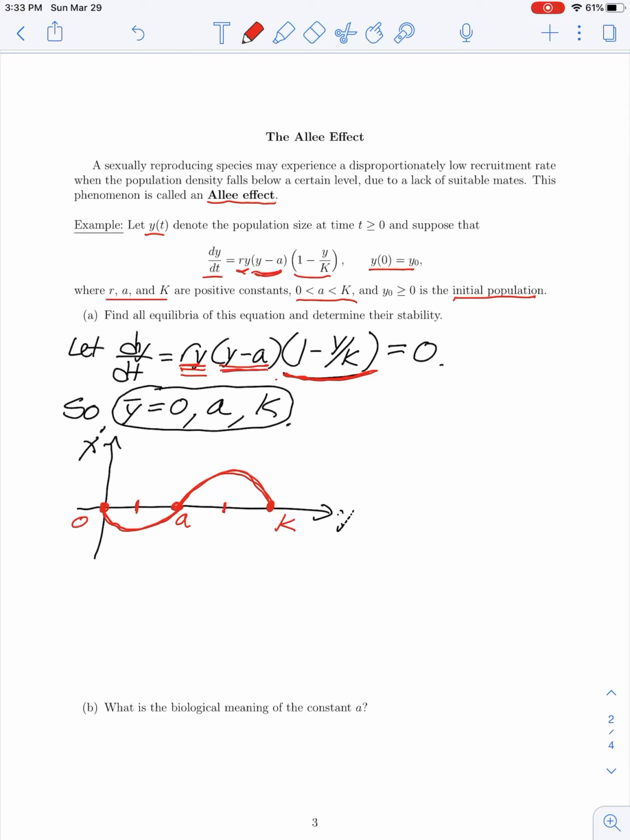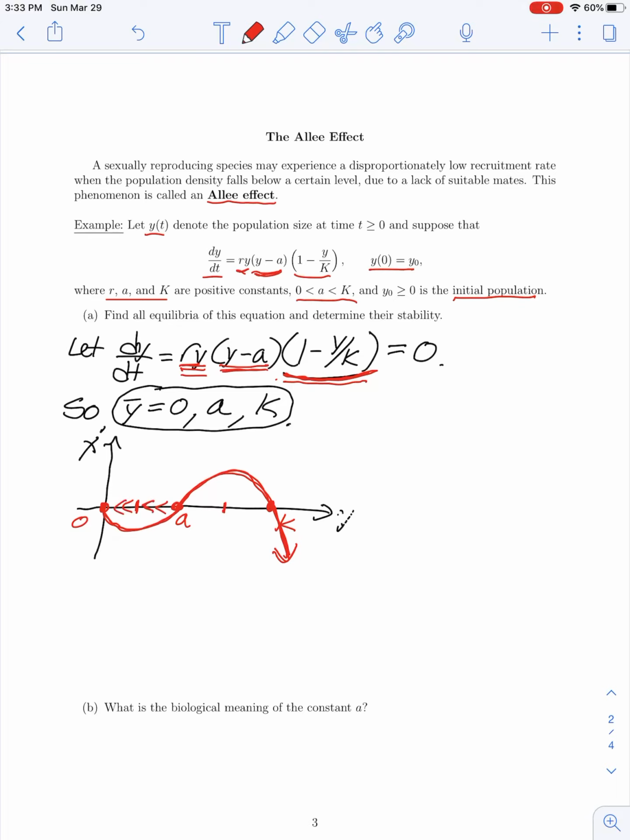And if we look at values of y that are greater than k, we would have our first term, r times y, as being positive, y minus a as being positive, and our last term, 1 minus y over k, if y is greater than k, then that last term now becomes negative. Now, in this example, we wouldn't need to consider values of y to the left of 0, since y is a population size, and we can't have a negative value for our population size.